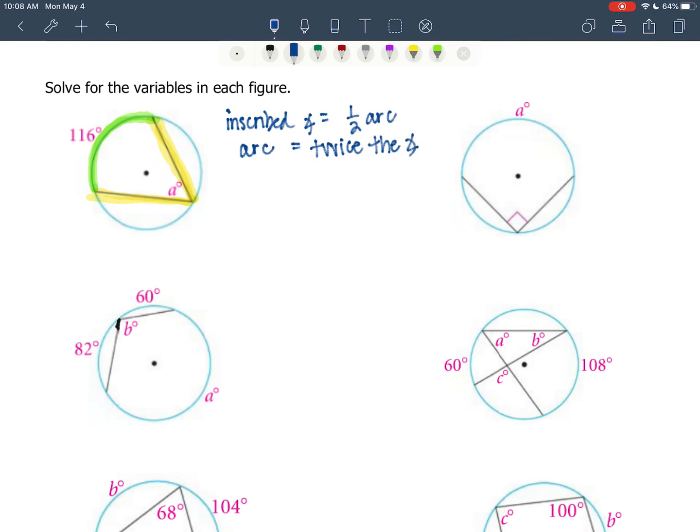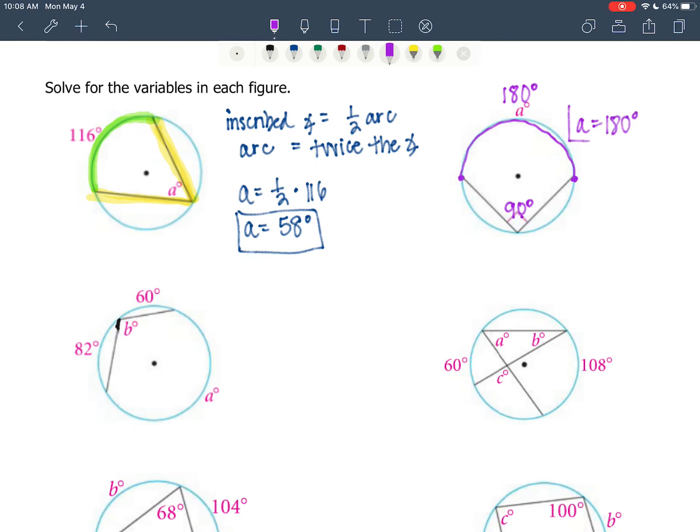Okay, so we're looking for the angle measure, so it's going to be half the arc, so A is going to equal 1/2 of 116, which is 58 degrees. So A is equal to 58 degrees. Okay, here we have an arc that we need to find the measure of. We know that the angle is 90 degrees, so 90 times 2 is going to give us the measure of the arc. Whenever we're talking about the inscribed angle, its measure is going to be less than the arc. It will always be less than the arc. So A is equal to 180 degrees.